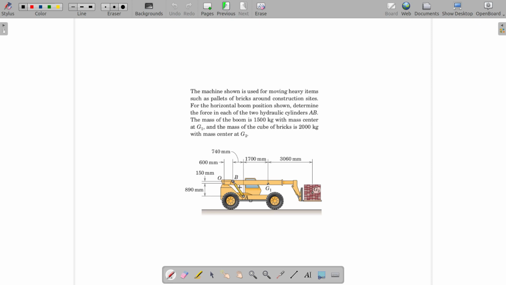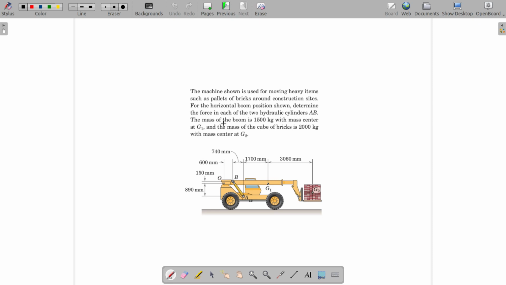So all you need to do is consider it as a single hydraulic cylinder. Find out the force in AB and divide it into half. So that will make it two cylinders. We will simply assume that the force is equally distributed to both of the cylinders.